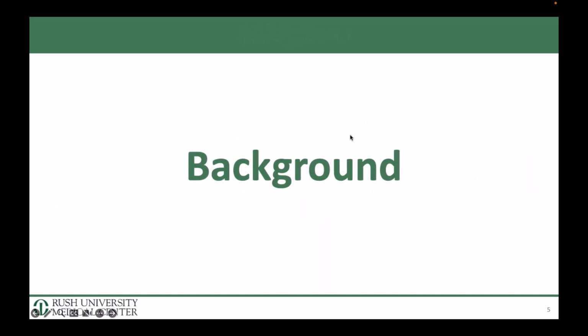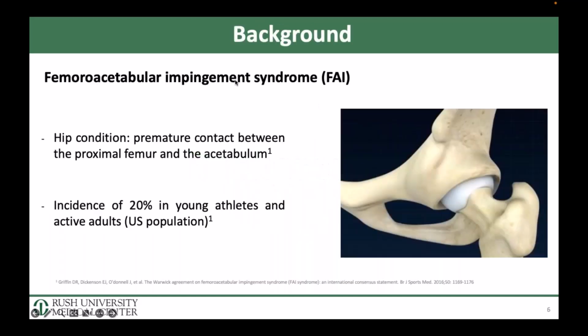Okay, so let's start with some background. We'll start with the pathology, as I was mentioning before. So femoroacetabular impingement syndrome, or FAI. It's a hip condition. It consists in premature contact between the proximal femur and the acetabulum. You can see here an example on the right-hand side of the slide.